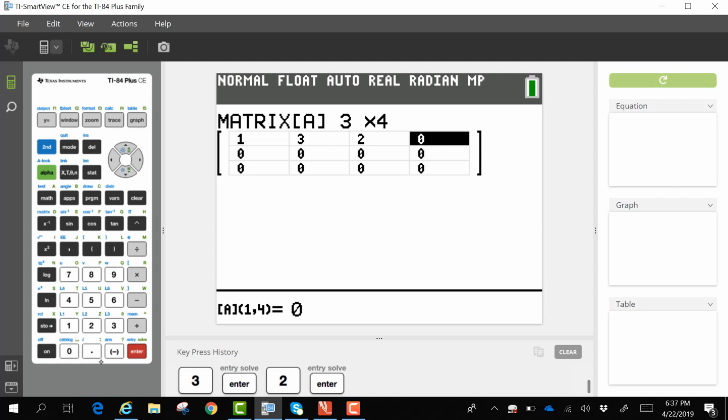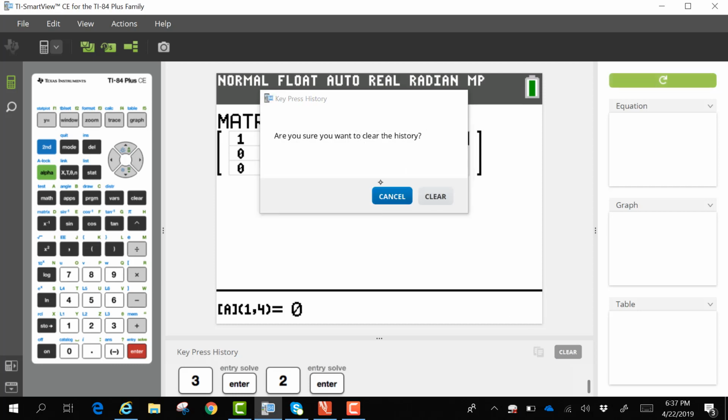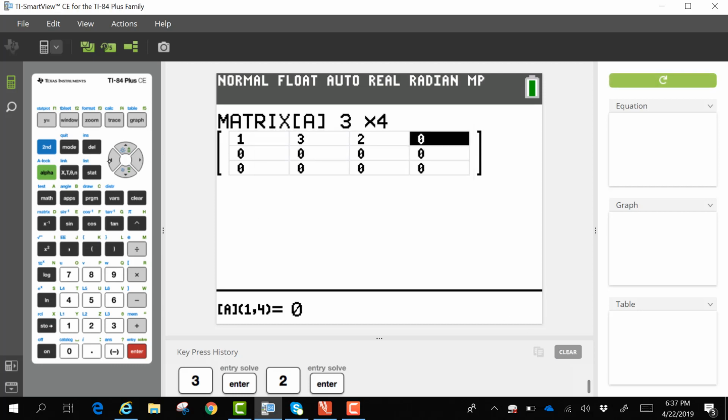Hold on, that's not right. Let me back up. Whoops. Let me get back over here. See if I can position this thing. Okay, use your arrows to position it back.